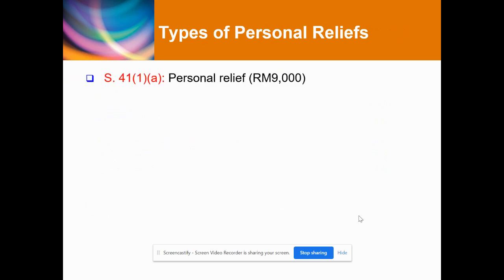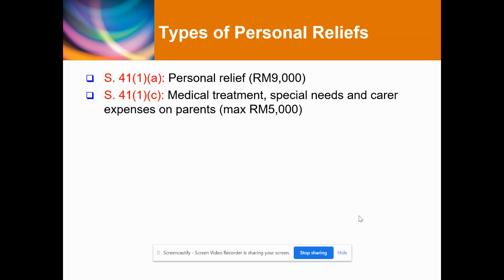Let's go to the different types of personal reliefs. The personal reliefs keep changing from year to year. If you refer to your textbook, we have a list of personal reliefs, so we have to go through them one by one. For example, under section 41(1)(a), we have a personal relief of 9,000. So every individual is entitled to a personal relief of 9,000. Then for 1C, we have medical treatment, special needs, and carer expenses on parents. If you incur expenses for your parents' medical care, the maximum that you can claim as relief is 5,000 per year.